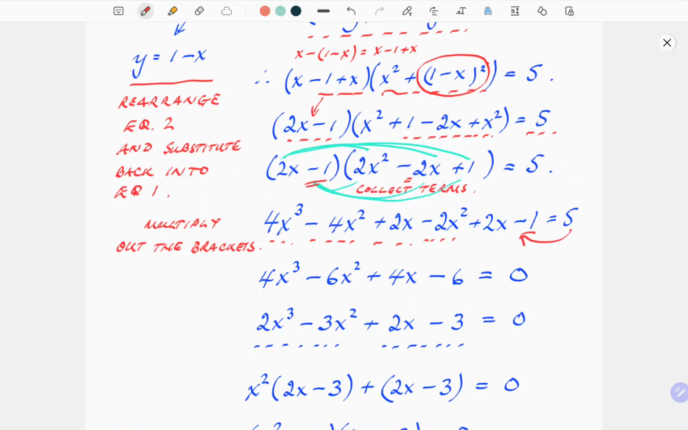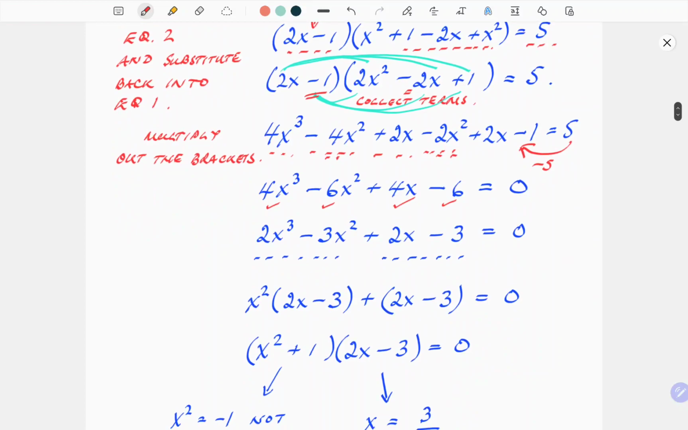And so collecting all the terms together, we have 4x cubed, and then we have the minus 4x squared minus another 2x squared gives us minus 6x squared. And then 2x plus 2x gives us a 4x. And then you have the minus 1 minus 5 gives us minus 6. So that's all correct there.